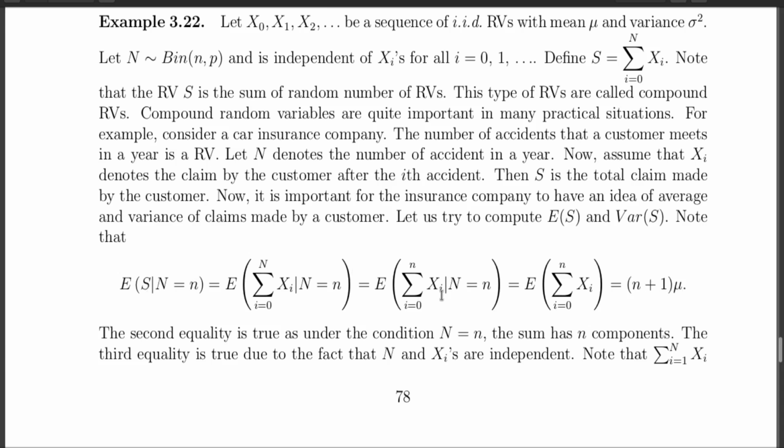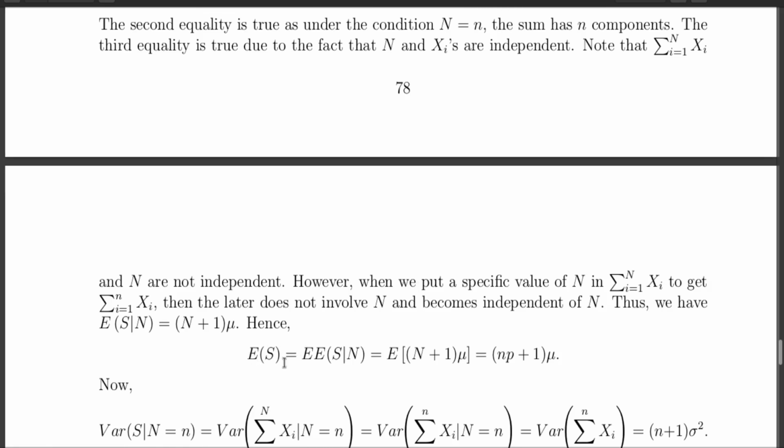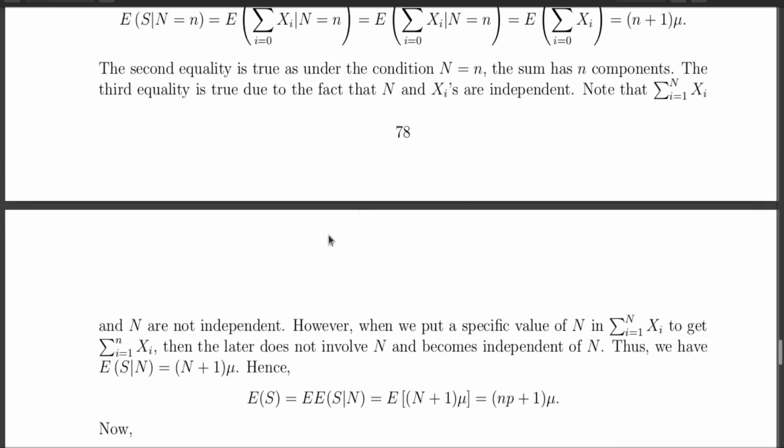So when capital N equals small n is given, the expectation of S is nothing but n plus 1 times mu. Now when I compute the expectation of S, which is the expectation of the expectation of S given N, this n needs to be replaced by capital N. So the expectation of S given N is basically N plus 1 times mu, and I need to take the expectation. This can be taken very easily because N is binomial, so the expectation of N is np. Thus the expectation of S is nothing but np plus 1 times mu.